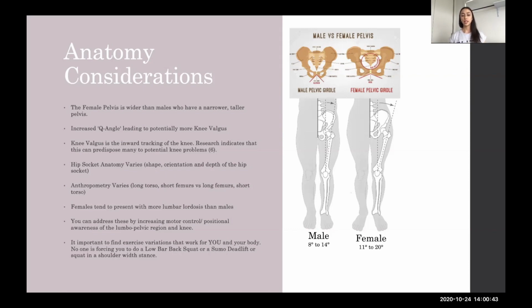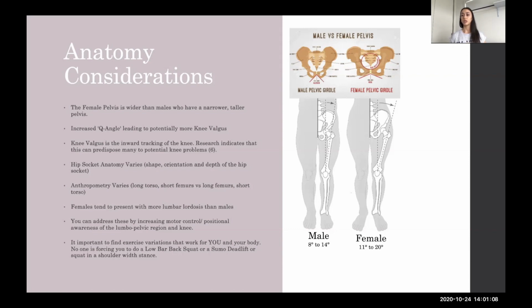And females also tend to present with more lumbar lordosis than males as well. So more anterior pelvic tilt, hyperextension through the lower back. You just need to make sure that they're educated on that lumbopelvic region. So the closed scissors and open scissors position that I was talking about before, making sure that they're really aware of their position in space.